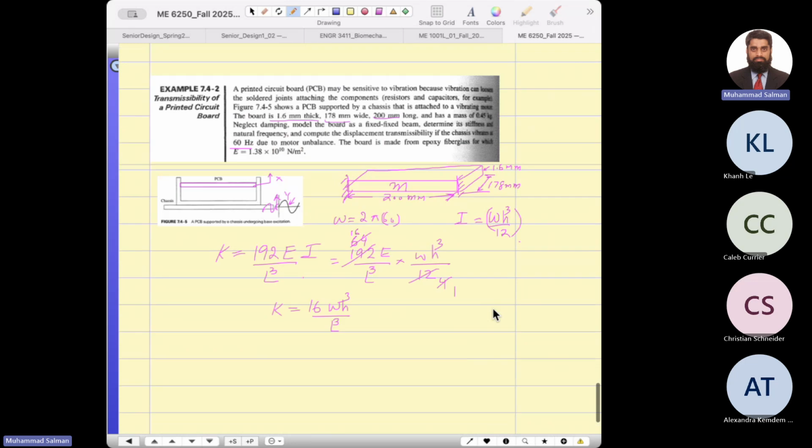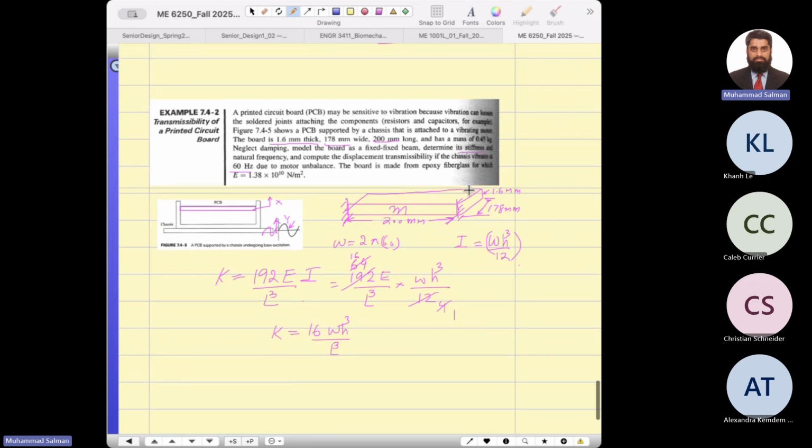So the question is, determine the stiffness and the natural frequency. Compute the displacement transmissibility if the chassis vibrates due to the motor unbalance. The board is made from epoxy glass, and E is also given. Did I tell you this? I forgot. Now E is there. So let me write down from this formula, 16 times E is 1.38 times 10 to the power 10.